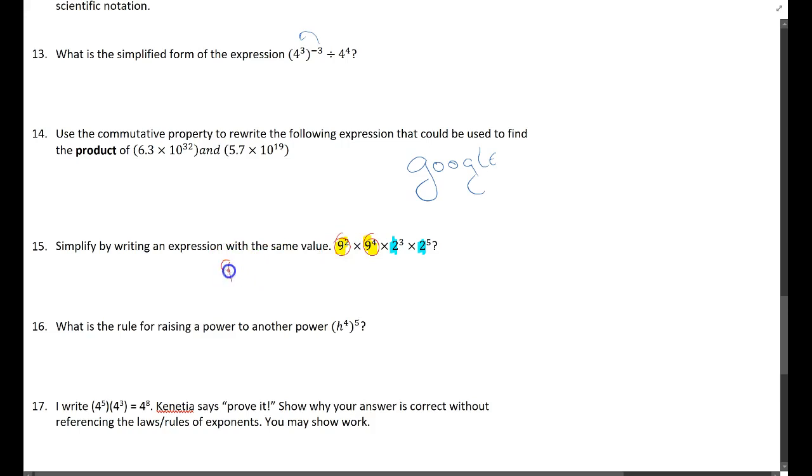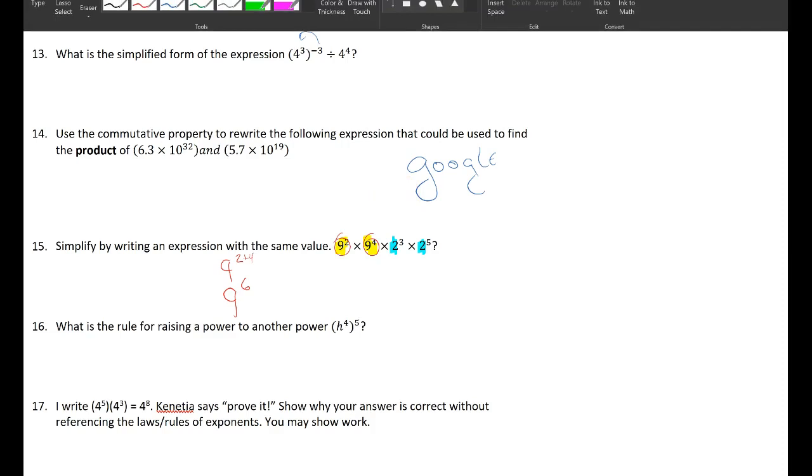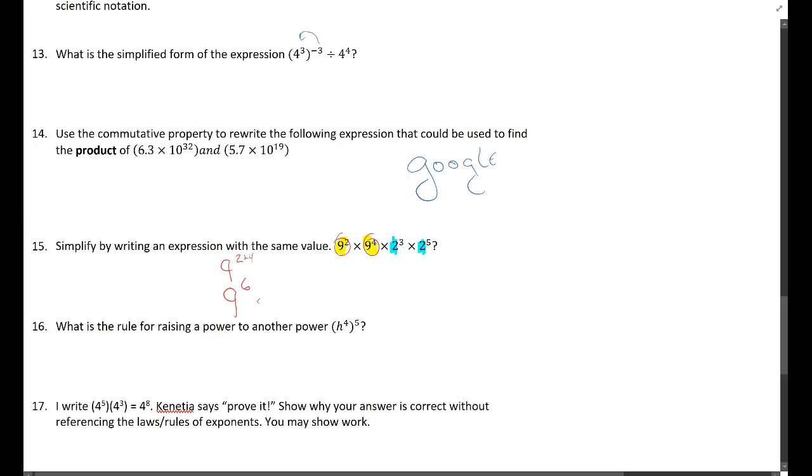9 to the squared times 9 to the 4 is the same as 9 to the 2 plus 4. That's going to give me 9 to the 6. Therefore, as hopefully you've already seen, that's going to then be times 2 to the 8, because 3 plus 5. Remember, multiplication of exponents, only multiplication of exponents gives you this.